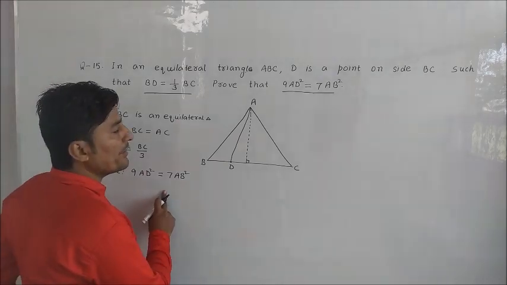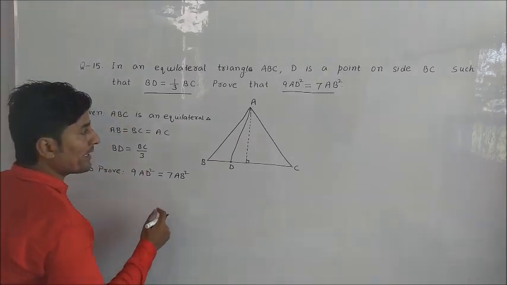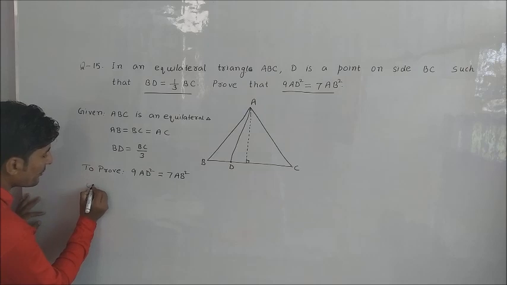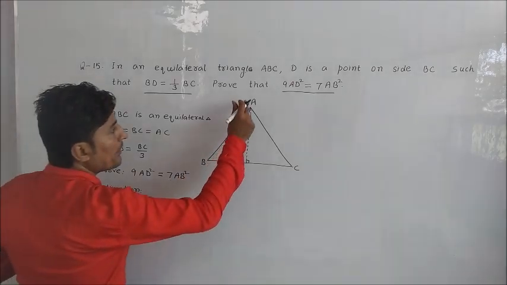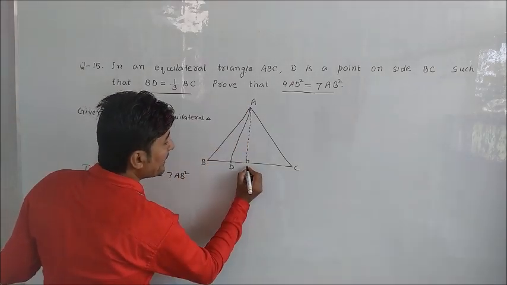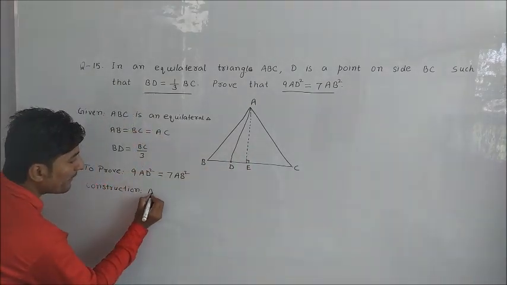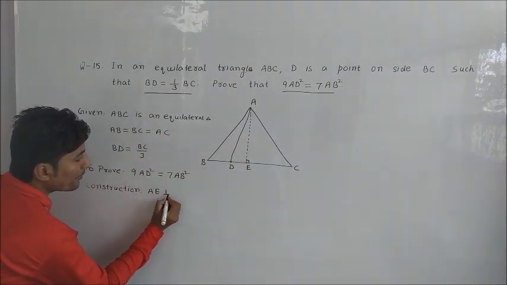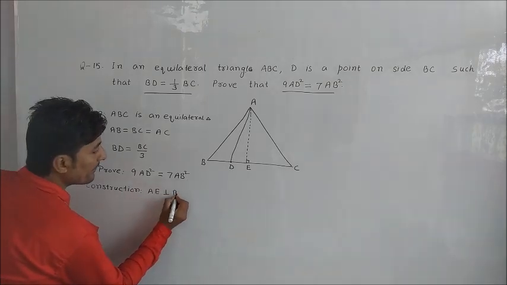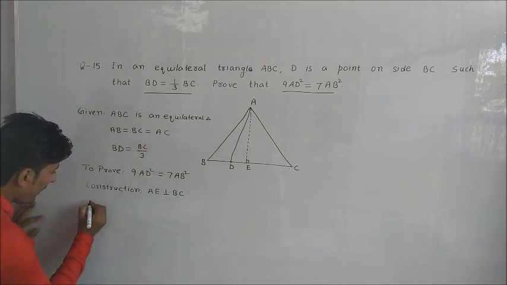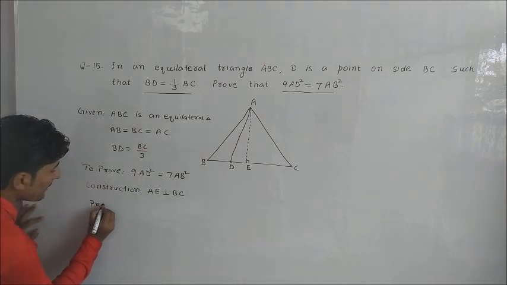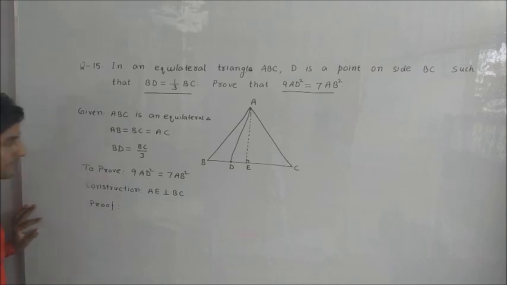After to prove, we have to add one more step, that is called construction. In construction we write: we draw AE perpendicular on BC. After completing the construction part, we have to write the final step, that is proof.